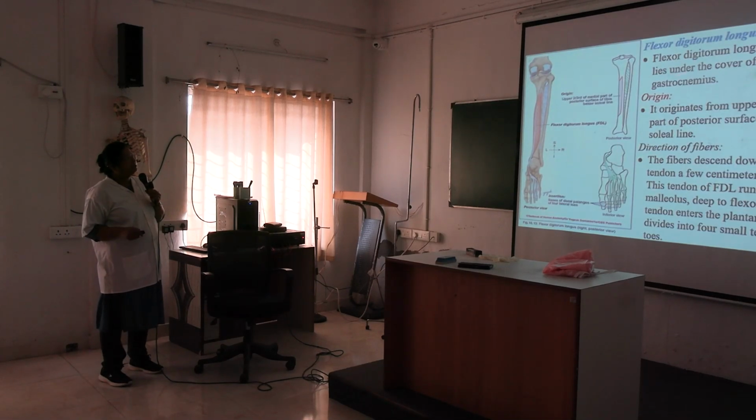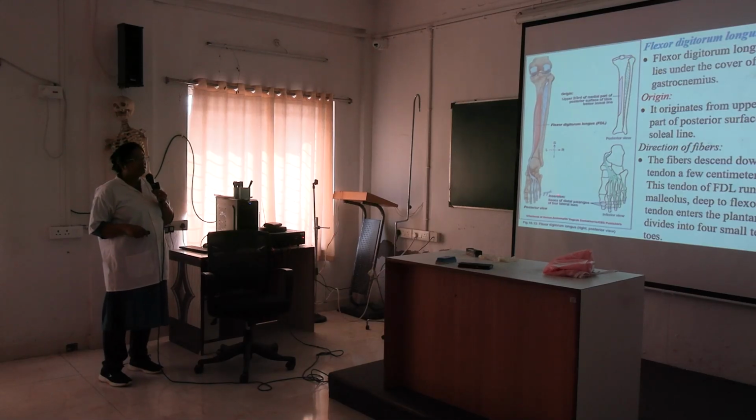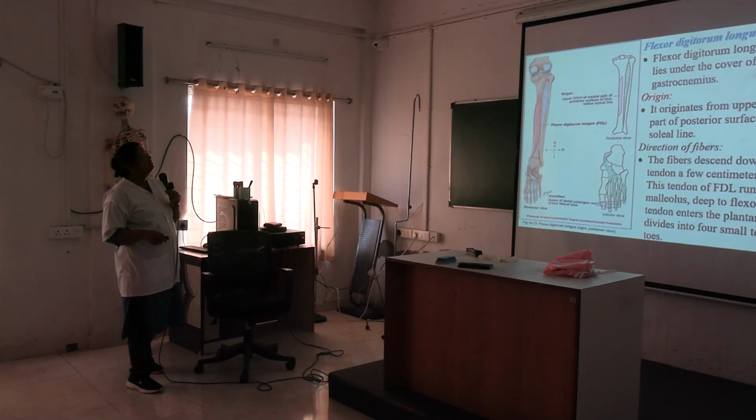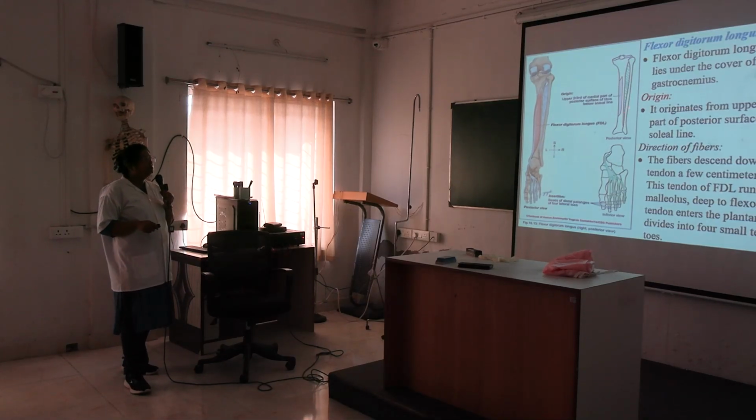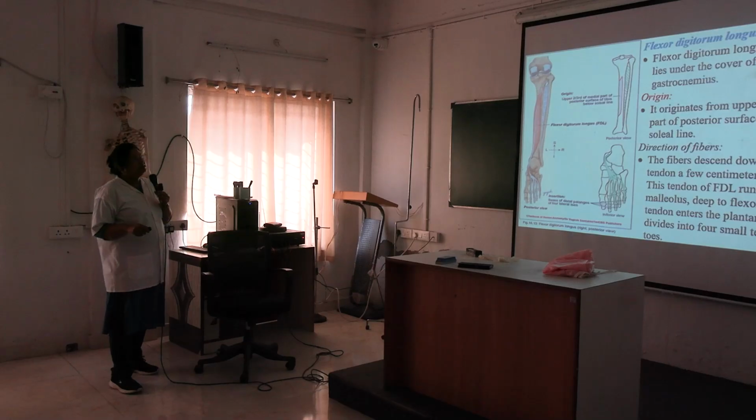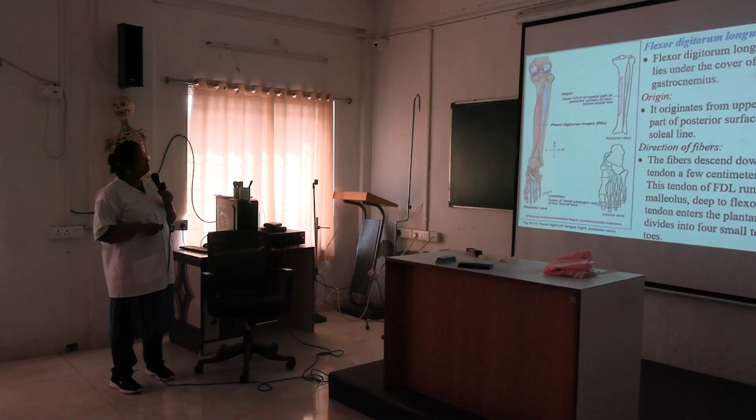Next we are going to the flexor digitorum longus. This is flexor digitorum longus, dividing into 4 tendons going towards the lateral 4 toes. Okay, so here is the origin. Upper 2/3 of medial part of posterior surface of tibia below soleal line. So flexor digitorum longus is a thin muscle and that lies under cover of soleus and gastrocnemius.